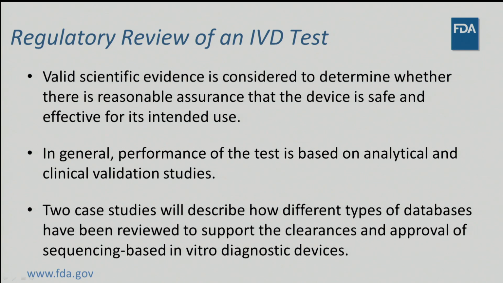Public databases that curate and interpret human genetic variants are one form of evidence that could be considered to establish clinical validity of the variants that are detected by NGS tests. In fact, this has been done before. In 2 cases, locus-specific databases were reviewed along with other validation data in order to support marketing authorization of 3 sequencing-based devices that were reviewed in the Division of Molecular Genetics and Pathology. I'll discuss these 2 cases to describe how the different databases were reviewed in order to support the clearances and approval of the devices.